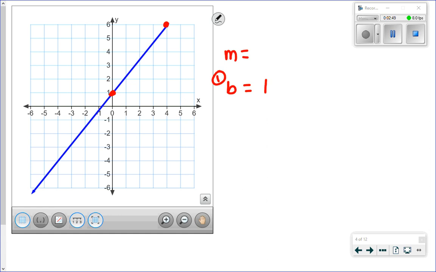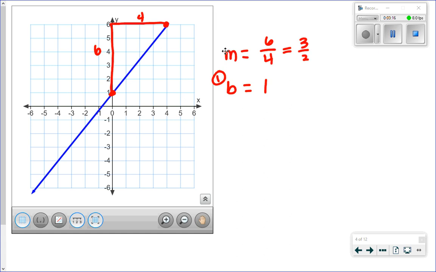So I'm going to rise. I'm going to draw a triangle. I'm going to rise 1, 2, 3, 4, 5, 6, and I'm going to run 1, 2, 3, 4. So my slope is going to be 6 over 4, which I'm going to reduce. You can plug that into your calculator and it'll give you 3 over 2.